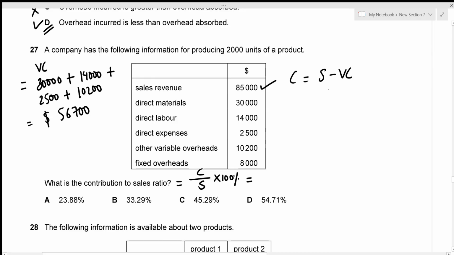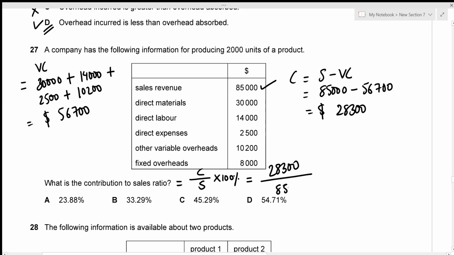Alright, we can easily figure out the contribution now. That's going to be 85,000 minus 56,700, which gives the contribution of 28,300. Alright, so we're just going to substitute the values. That's going to be 28,300 divided by 85,000 into 100%. So this gives the contribution to sales ratio of 33.29%, which is given in option B.